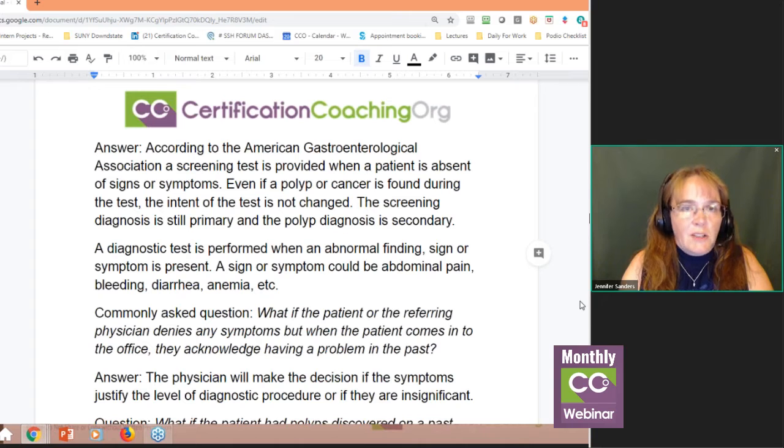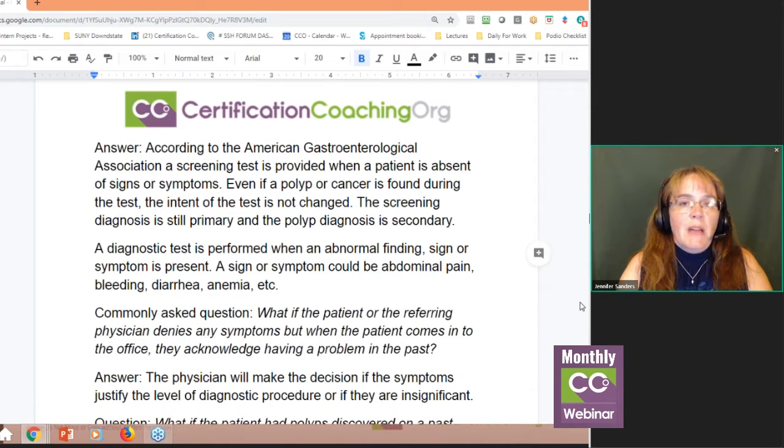It started as a screening. That's the codes we're going to use even though we found something while we were there. So the screening diagnosis is still going to be primary, and then that polyp or whatever is going to be secondary. So a diagnostic is performed according to the AGA when there's an abnormal finding, a sign, or a symptom.